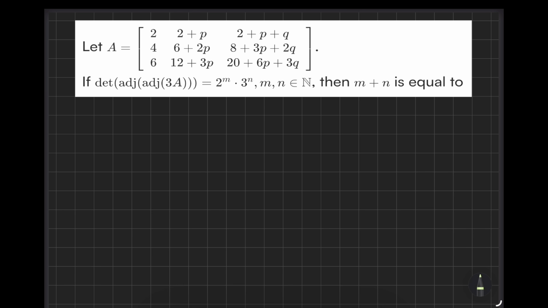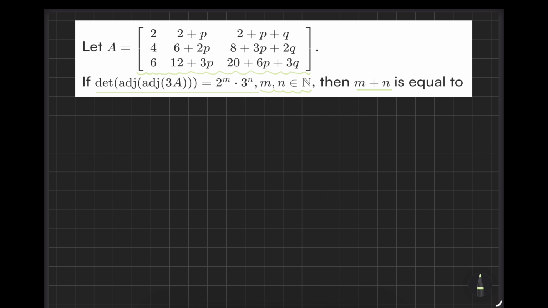So, we got a wholesome new problem which says let A equal to this. So, A is a matrix, and they are saying that the determinant of this thing is this, where m and n belong to natural numbers, and the value of m plus n is. So, this question is very beautiful. Now, look at how we will attack this question.